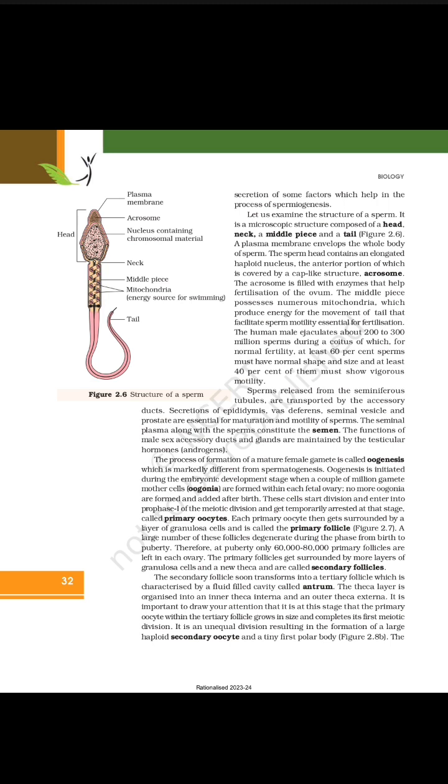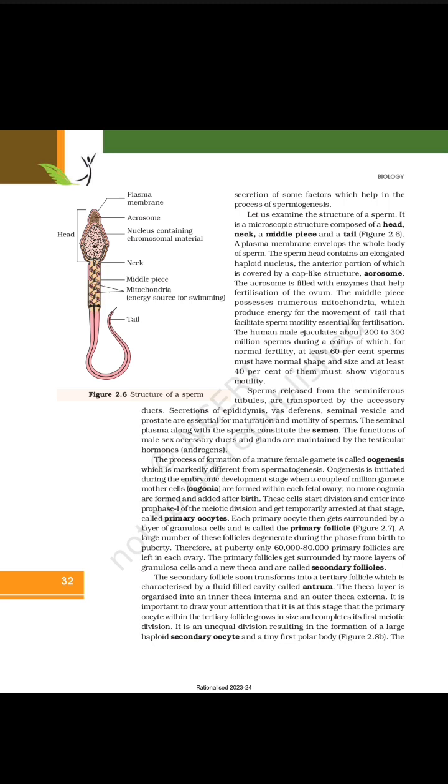The primary follicle gets surrounded by more layers of granulosa cells and a new theca and is called a secondary follicle. The secondary follicle soon transforms into a tertiary follicle, which is characterized by a fluid-filled cavity called the antrum. The theca layer is organized into an inner theca interna and an outer theca externa.